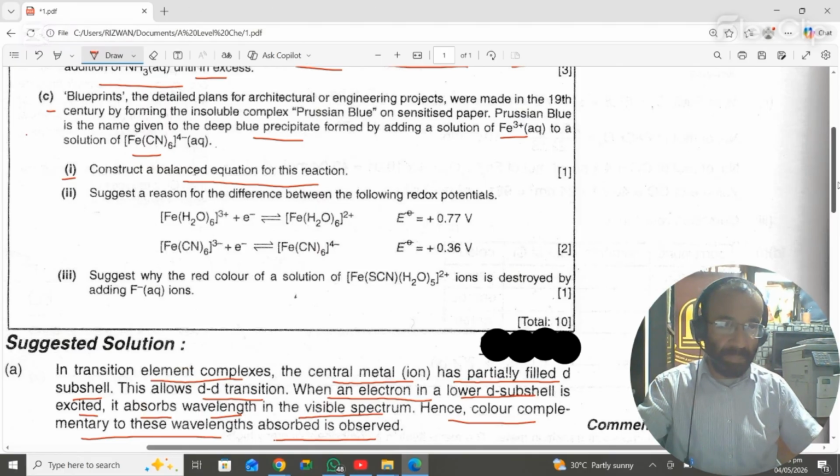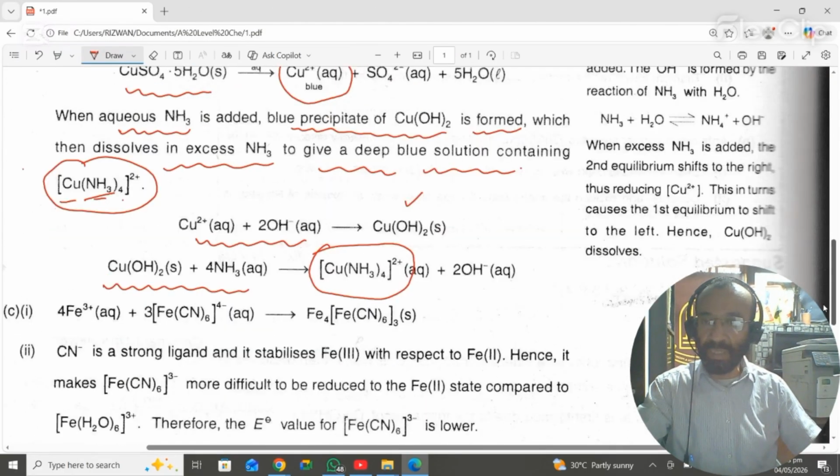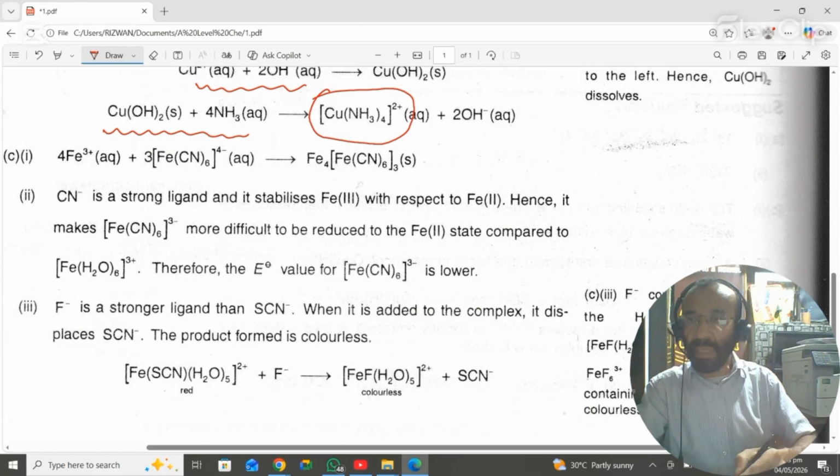So the balanced equation is here. This is the iron ion, this is the hexacyanoferrate ion. When four Fe3+ ions react with three hexacyanoferrate ions, this will form the iron hexacyanoferrate compound, which will be in solid form.